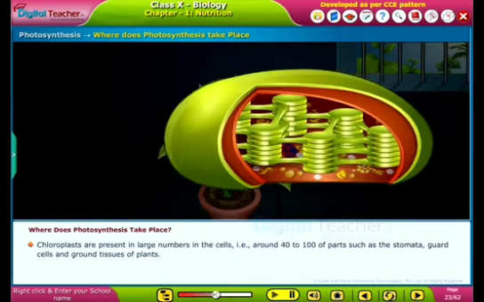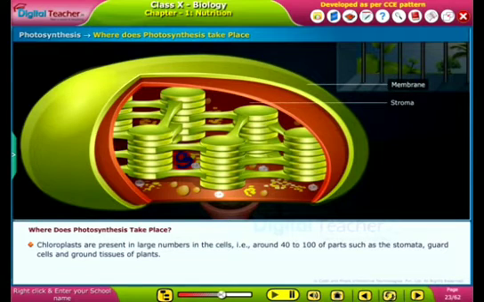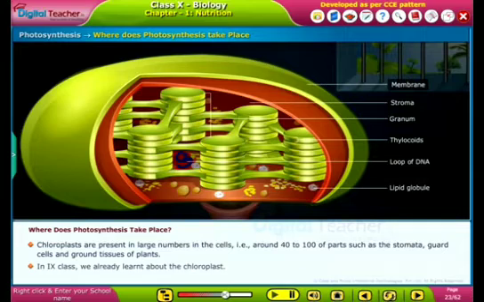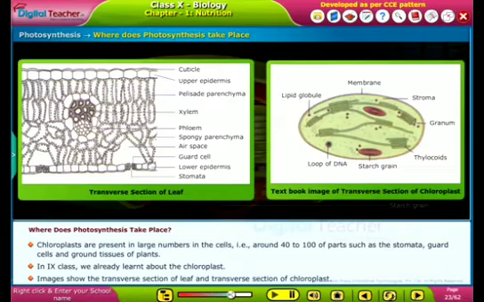These organelles were termed as chloroplasts. Chloroplasts are present in large numbers in the cells, around 40 to 100, of parts such as the stomata, guard cells and ground tissues of plants. In 9th class, we already learnt about the chloroplast. The transverse sections of leaf and chloroplast are shown on screen.